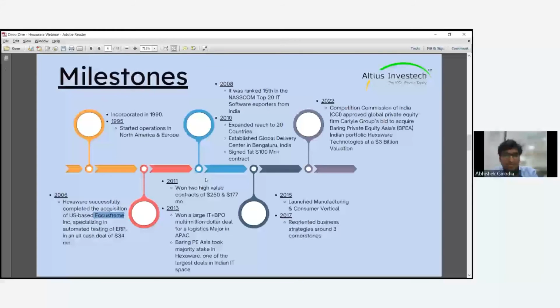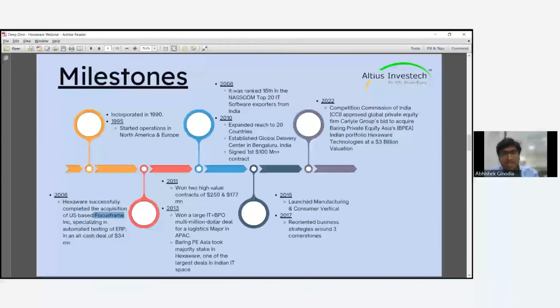In 2011 is when Hexaware really hit its stride. They won two very high-value contracts worth $250 million and $177 million. And they won a large IT and BPO deal. In 2013 is when Hexaware actually got a private equity investment from Barings Private Equity Asia. So Barings PE Asia invested first in Hexaware in the year 2013, and they then eventually exited Hexaware somewhere around 2020 when they actually sold their stake to Carlyle.